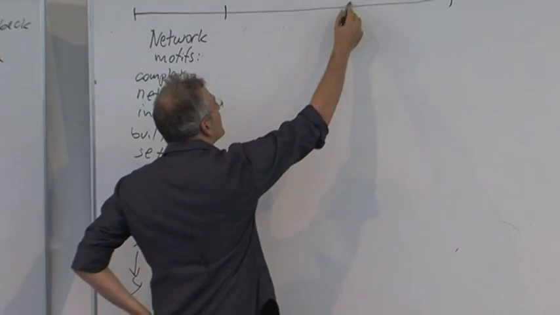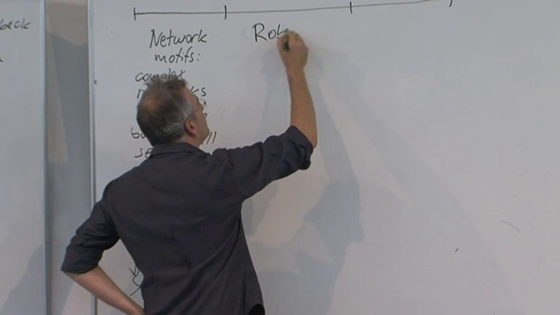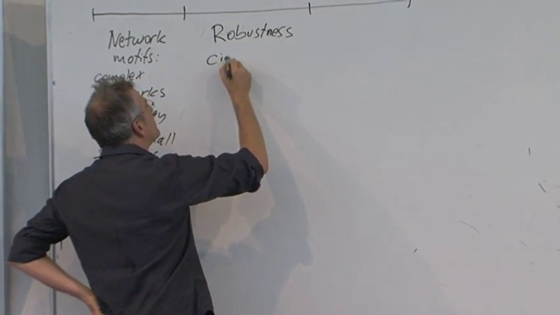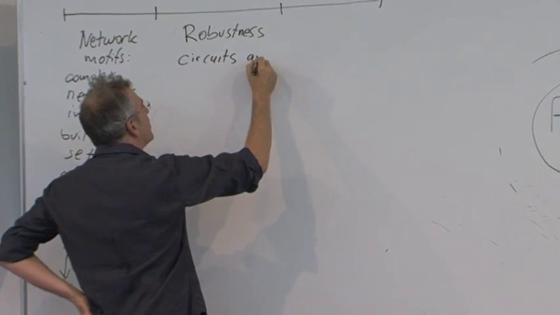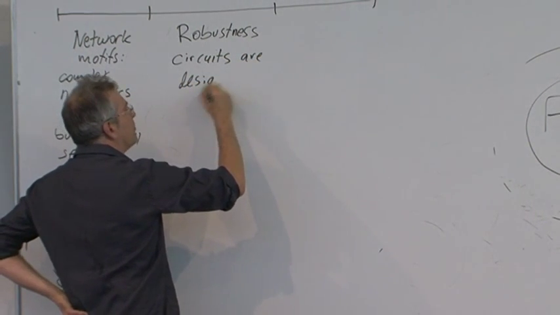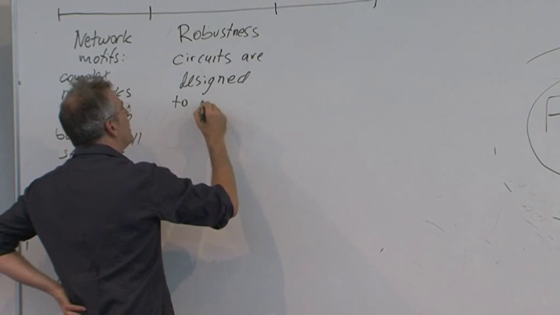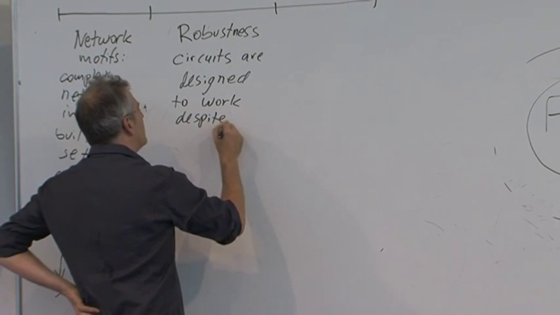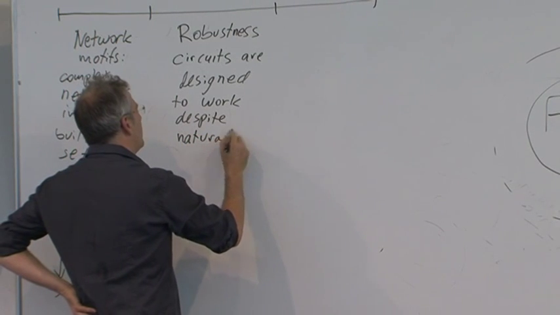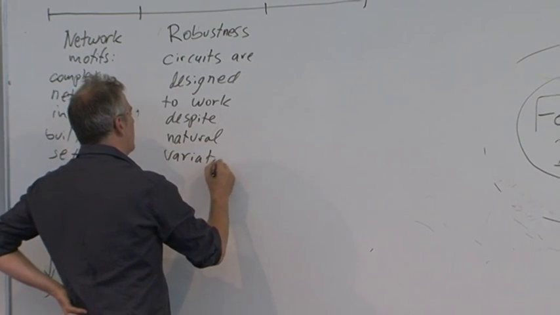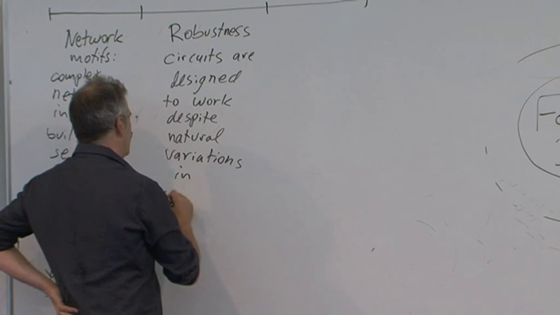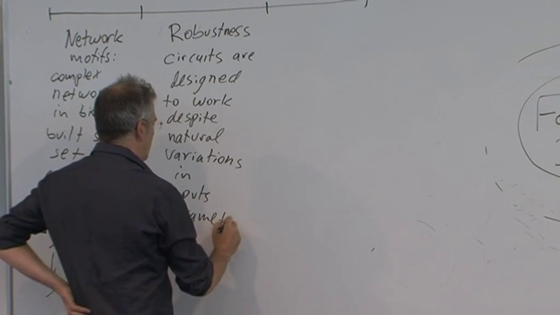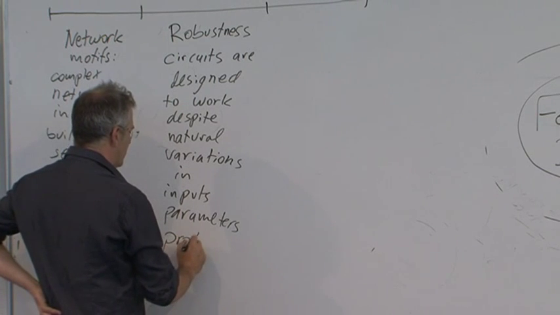And now we're in the second part. We're discussing the principle of robustness. This principle says that circuits, biological circuits, are designed or evolved to work despite the natural variations in inputs, parameters. We talked a lot about protein concentrations.